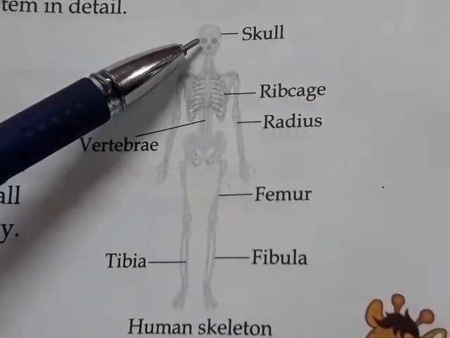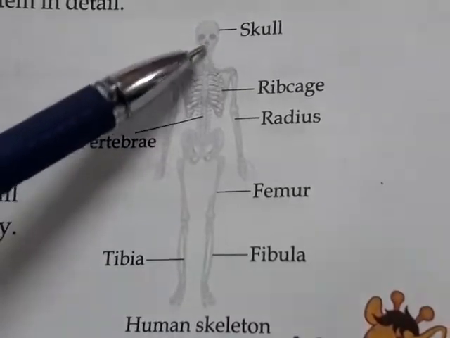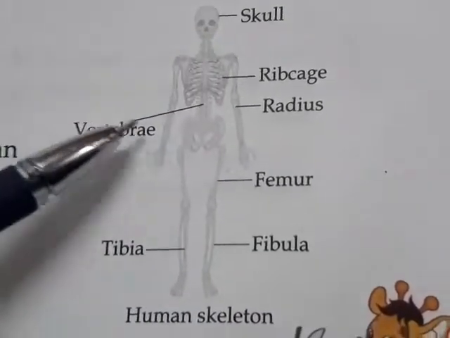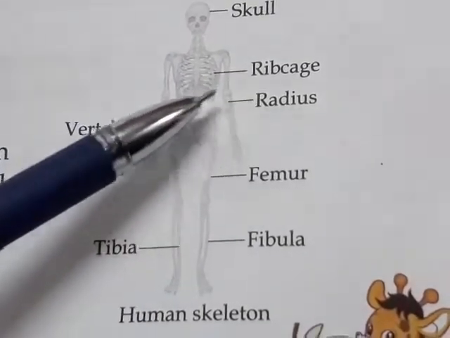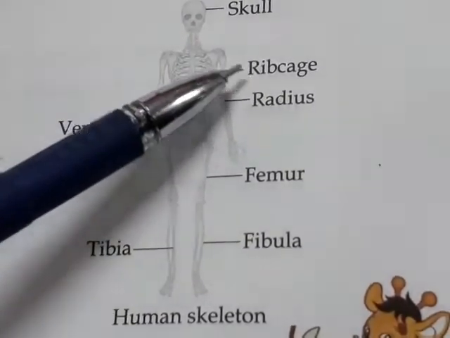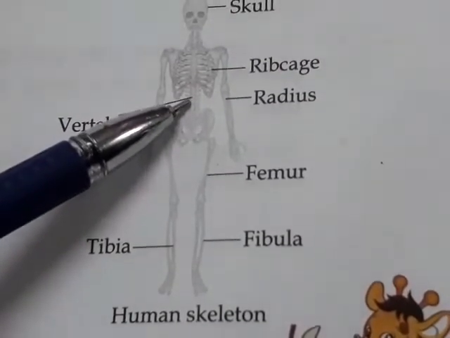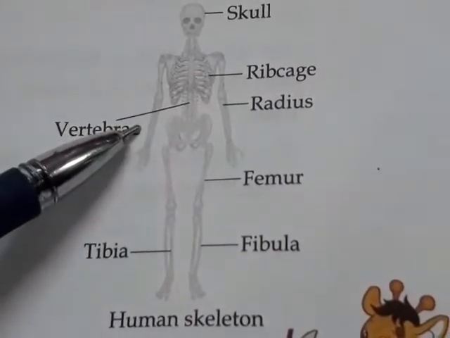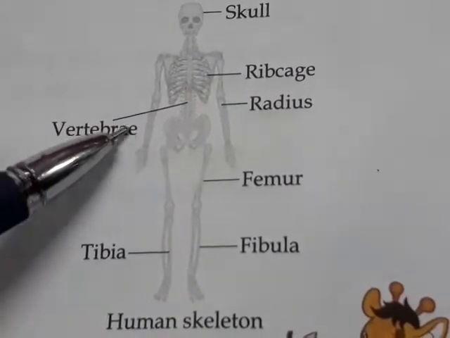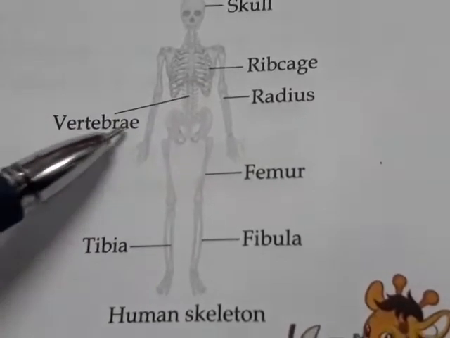The bone in the head is known as the skull. The bones in the chest are known as the rib cage. Okay, they are known as rib cage. Then the bones in the lower part of the chest, it is called the vertebrae. Okay, what is it called? Vertebrae. That is the center part of the rib cage, called vertebrae.